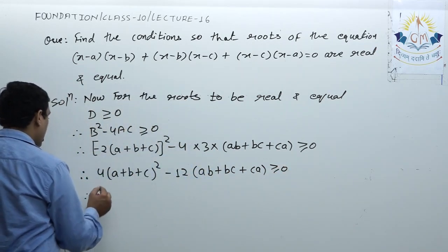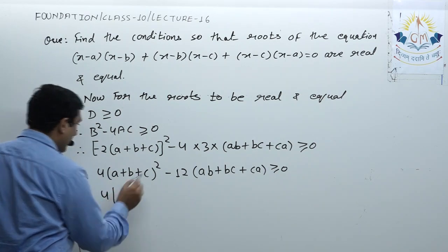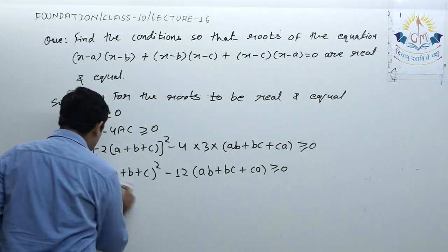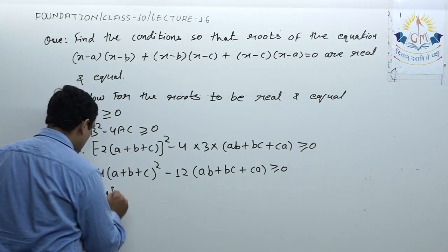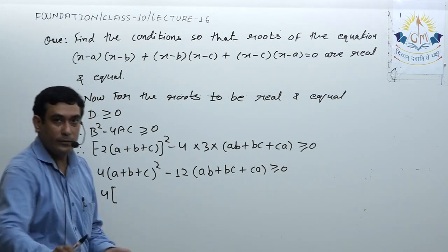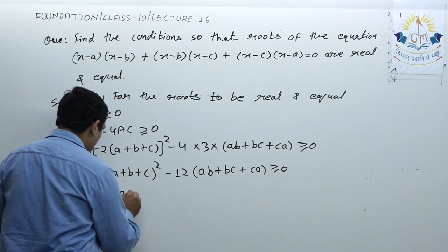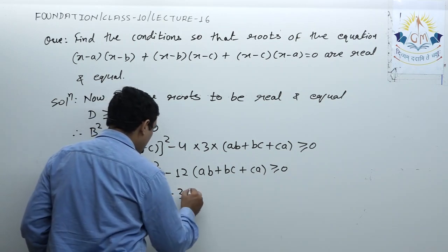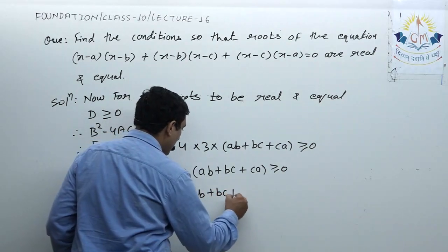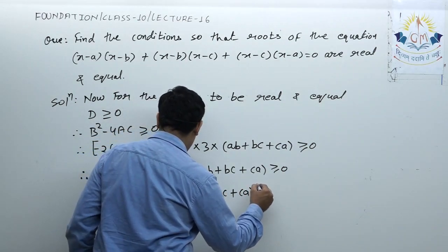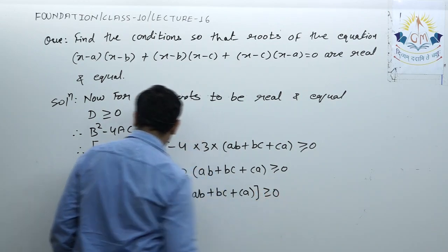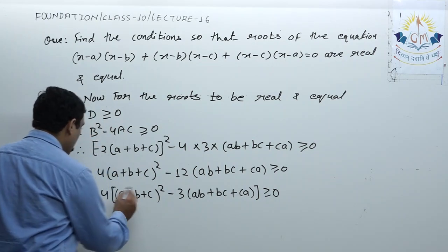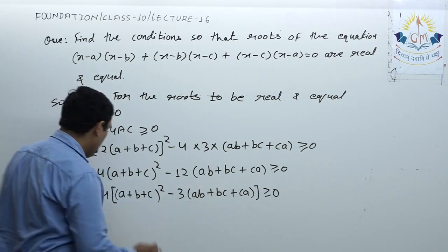So over here I have to apply the identity of (a plus b plus c) whole square, or before that I can do one more thing. I can take this 4 common, so that will save some time as well as make the calculation a little bit easier. So (a plus b plus c) whole square minus 3(ab plus bc plus ca) greater than or equal to 0. If I take 4 common, here I will get 3. So ultimately now 4 will go on that side, so it will become 0.